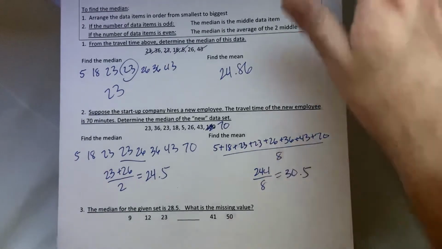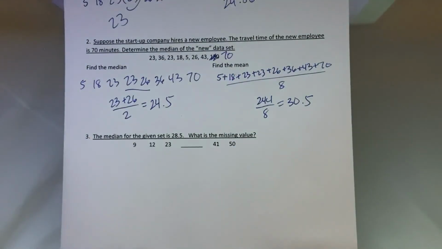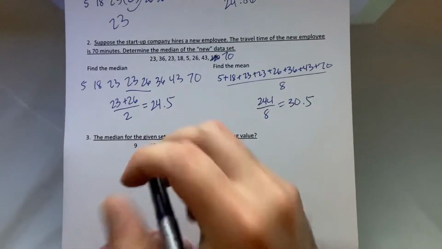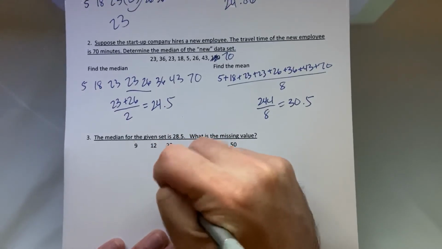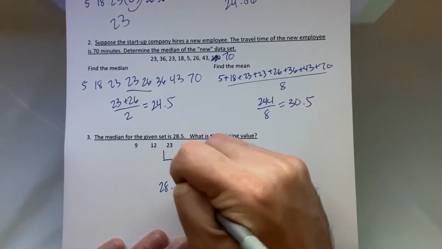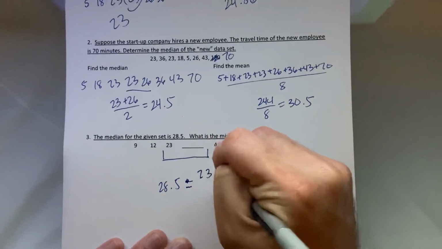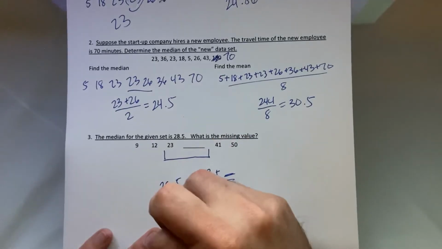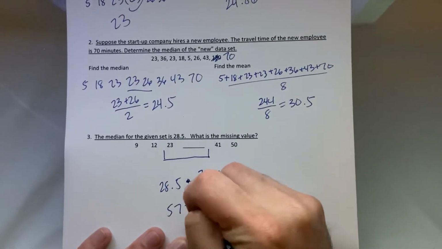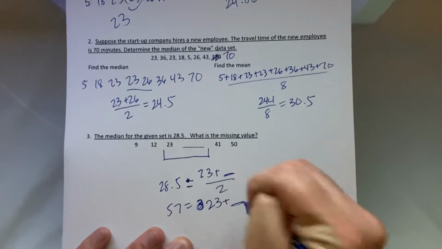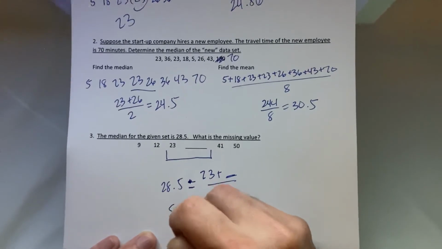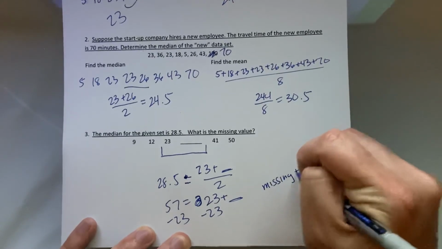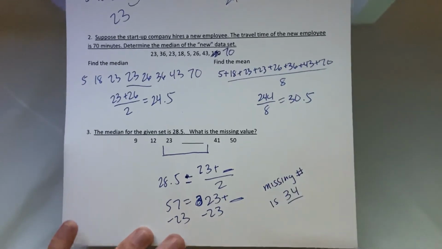Another way you can use median is, it says the median is 28.5. What is the missing value? Well, you know, if there's an even number, that the median is equal to 23 plus that missing value over 2. If we solve for the missing value, multiply by 2, means 57 equals 23 plus the missing number. Subtract 23, and you get the missing number is 34. So we can go backwards.